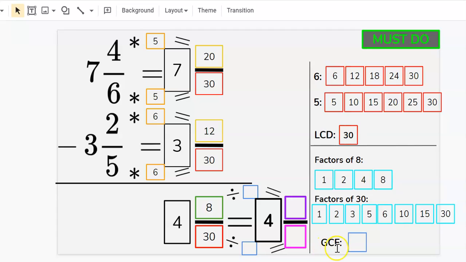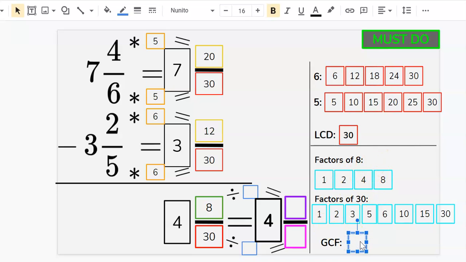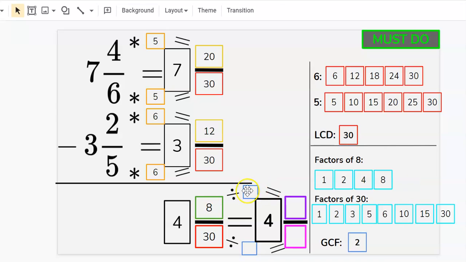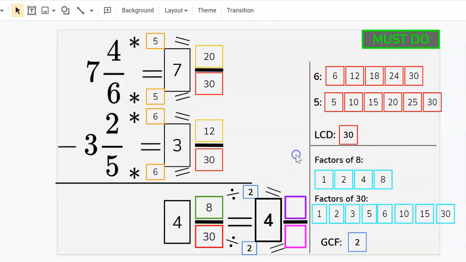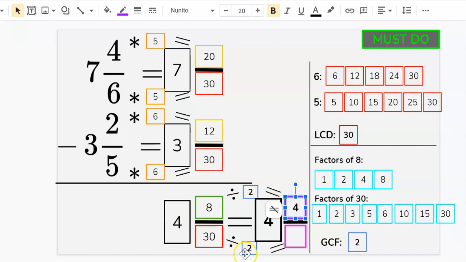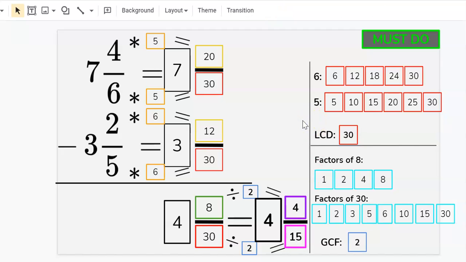Then I have to find my greatest common factor, the largest one they both have. The greatest common factor between 8 and 30 is 2, which means to simplify, I am dividing both the numerator, the 8, and the denominator, the 30, by 2. 8 divided by 2 is 4, and 30 divided by 2 is 15. So 7 and 4/6 minus 3 and 2/5 is 4 and 4/15.